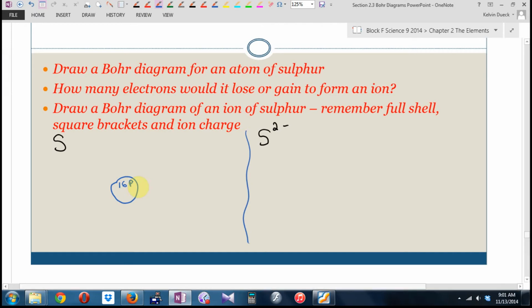How many neutrons in sulfur? Do the math. How many neutrons in sulfur?